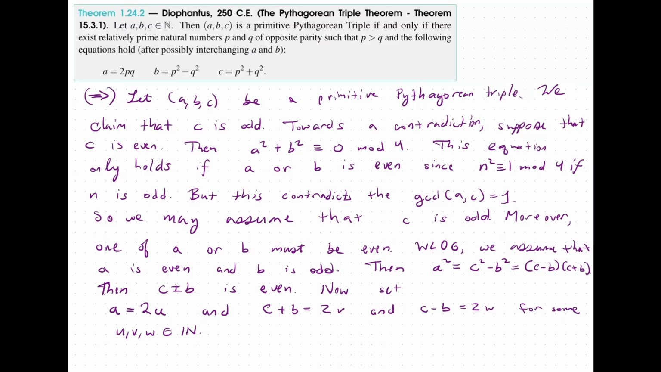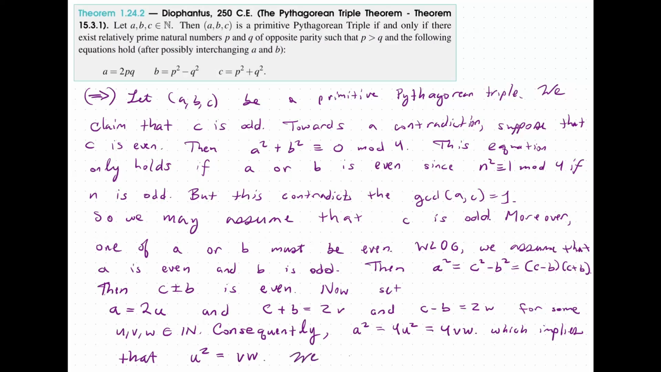Now what we are going to do is come back to this equation and substitute in for A squared and for C minus B and C plus B. So consequently, we have that A squared, which is 4U squared, is equal to C minus B times C plus B, which is going to be 4VW, which implies that U squared is equal to V times W. So we claim that V and W are relatively prime.